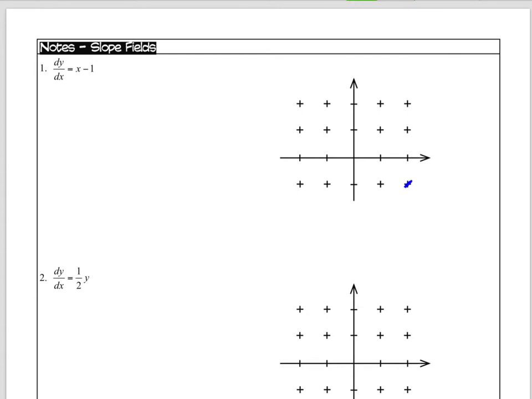Move to the next point. What's my ordered pair of the point above it? 2, 0. What's the only thing I can plug in again? 2, which gives me a slope of 1. What about the other 2 spots above it? They should still have a slope of 1, so I can go ahead and put that in there. That's got a slope of 1. That's got a slope of 1.